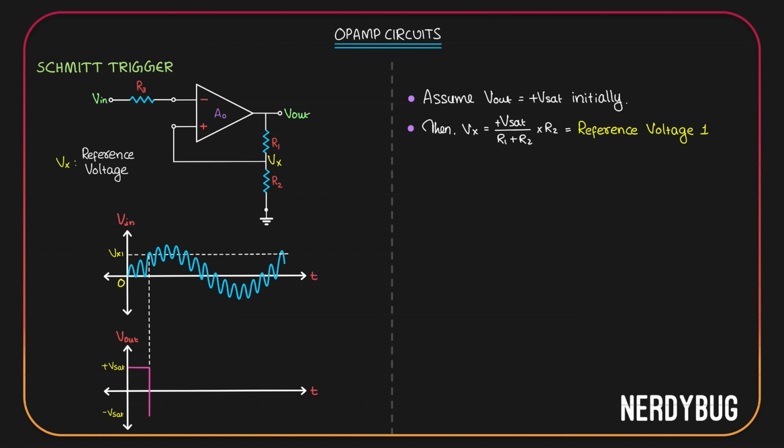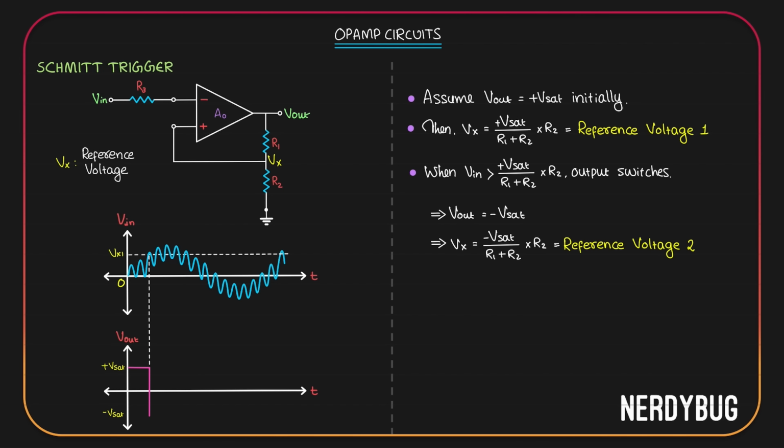Just like we assumed, when input became greater than the reference voltage, output switched. That means now the output is negative Vsat. But when output is negative Vsat, Vx will be negative Vsat divided by R1 plus R2 multiplied by R2, which means it is not just the output that switched, reference voltage also changed. Let us call this reference voltage 2. I'll call it Vx2 and mark it on the graph like this. This is our new reference voltage.